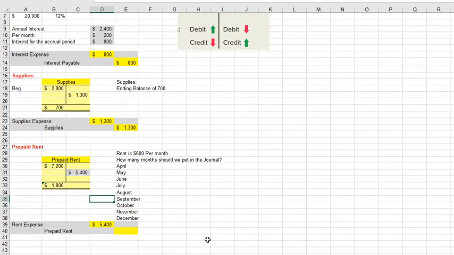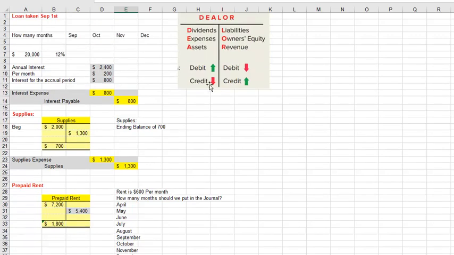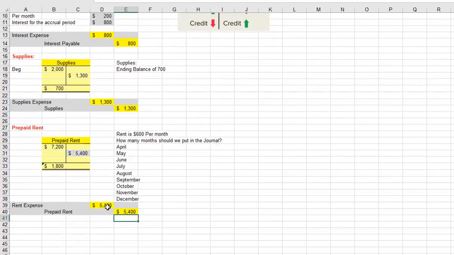Let me scoot this down, excuse me. It was my cost of doing business, $5,400. And I'm also decreasing my prepaid rent. So my asset is decreasing, my expense is increasing. So here is our entry: rent expense, $5,400, prepaid rent, $5,400 as well.